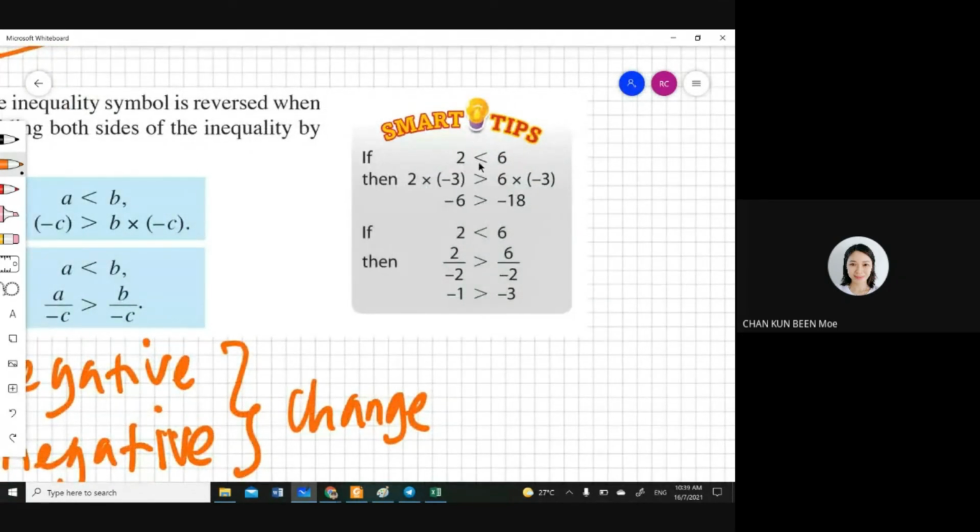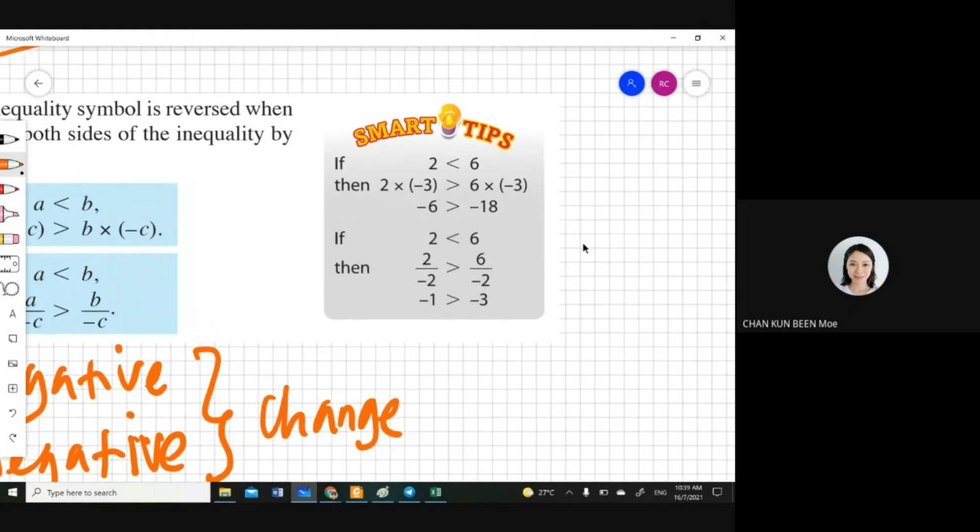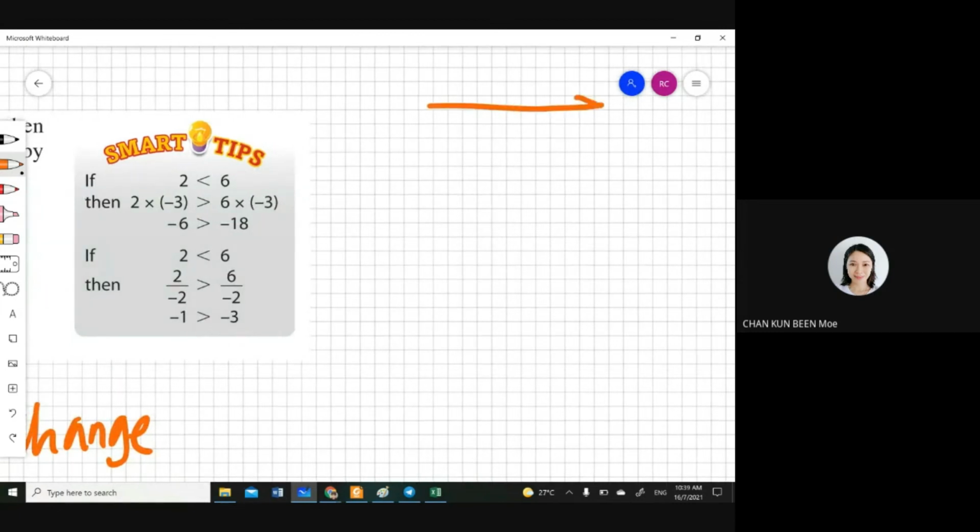For example, 2 is less than 6. So then multiply with a negative number. 2 times negative 3 is negative 6. 6 times negative 3 is negative 18. So when you compare on the number line here, actually negative 6 is greater than negative 18. So the symbol changes when you multiply with a negative number. You can see over here, originally it's like this. Once you multiply with a negative number, this one changed already. So it becomes greater than. I give you a simple number on the number line. For example, I have 1 and 2. So 1 is less than 2.